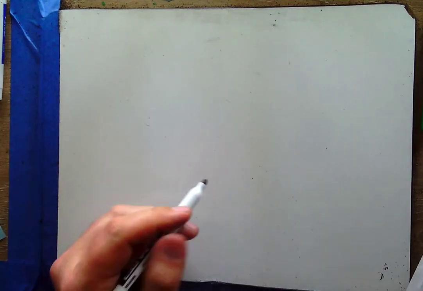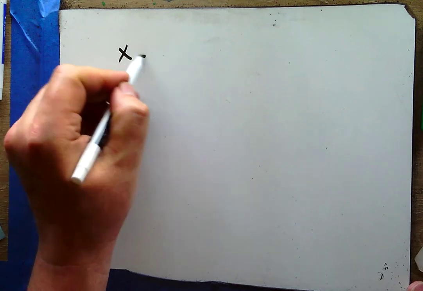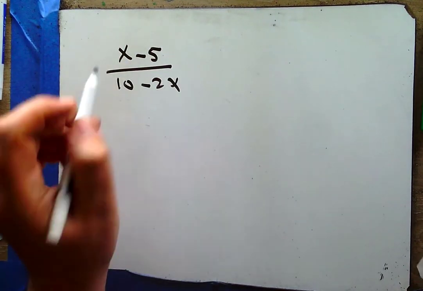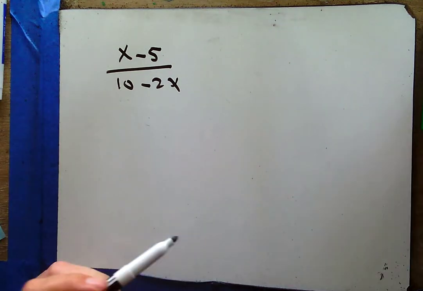So, like I said, factoring is kind of hard. How about this one? X minus 5 over 10 minus 2x. Will you try simplifying that rational expression?